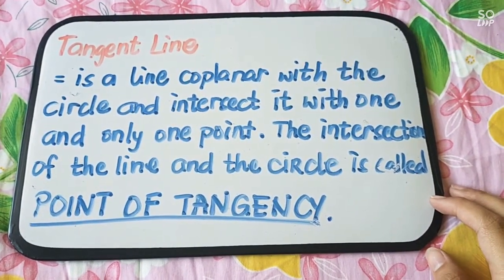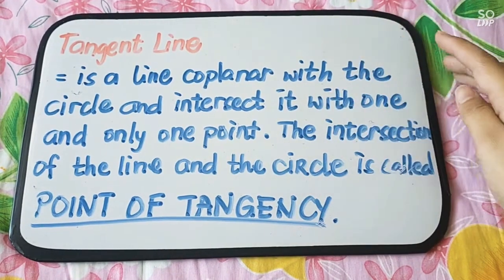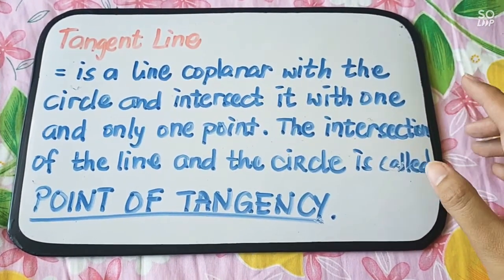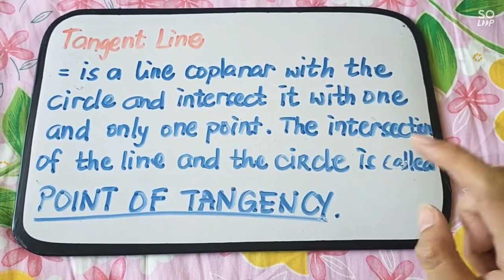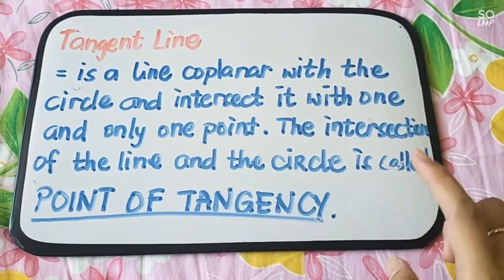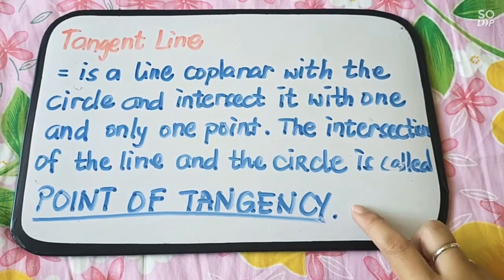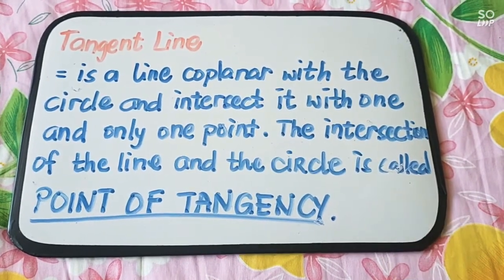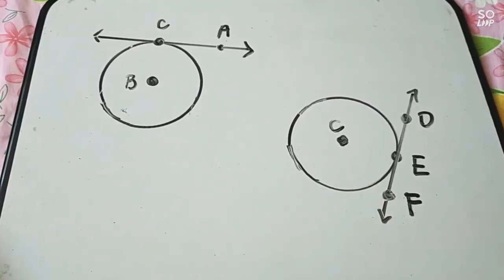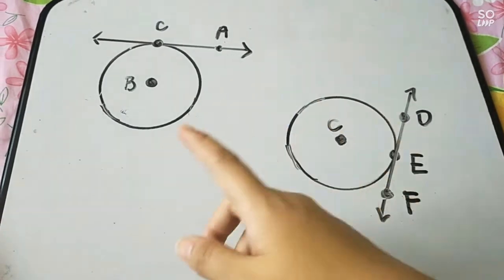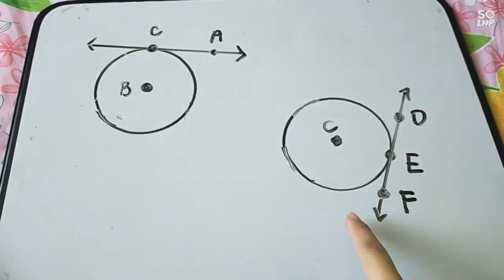When you say tangent line, it is a line coplanar with the circle that intersects it at one and only one point. The intersection of the line and the circle is called the point of tangency. Let's have an example. We have here two given circles, circle B and circle C.